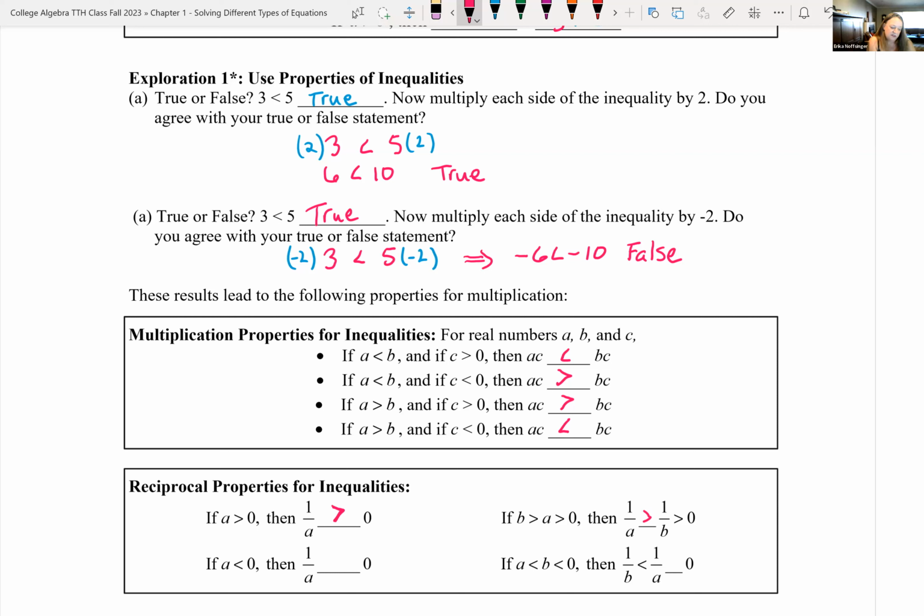If A is smaller than 0, then 1 over A, so if you take 1 over a negative number, that's still negative. So this is going to be less than 0. If A is smaller than B, and that's smaller than 0, then 1 over B is going to be smaller than 1 over A. And this is still going to be less than 0.